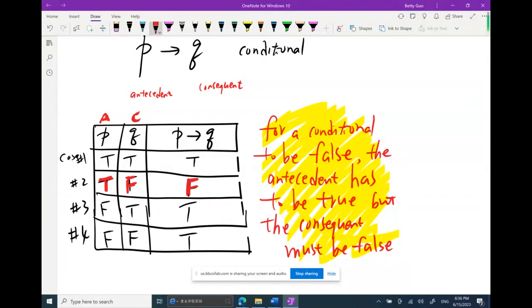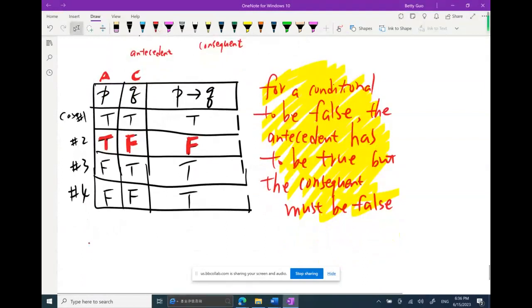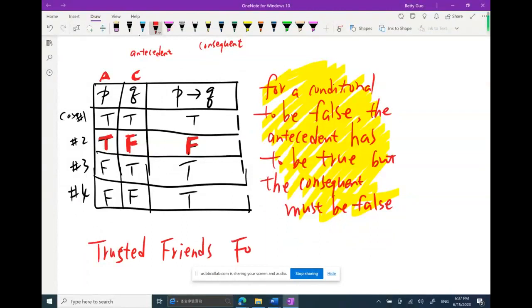So in order for you to remember that, I have a trick: remember it as trusted friends forever. We like acronyms, right? Trusted here, trusted, not too much.